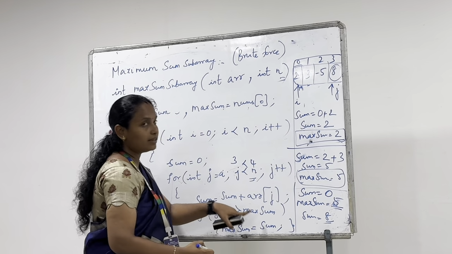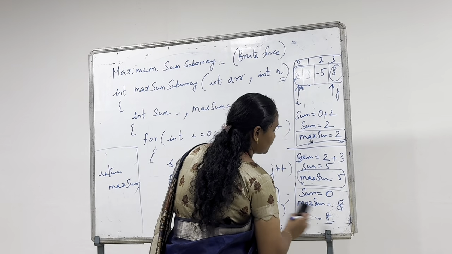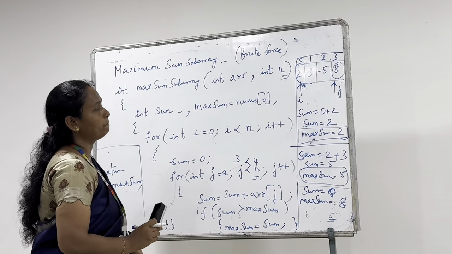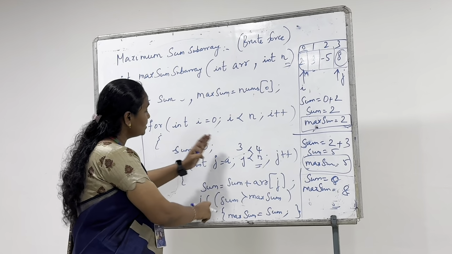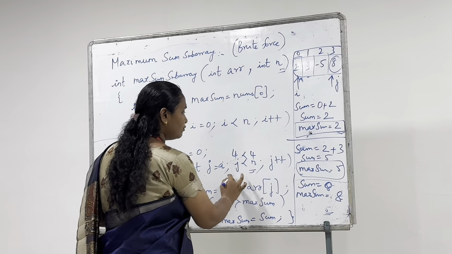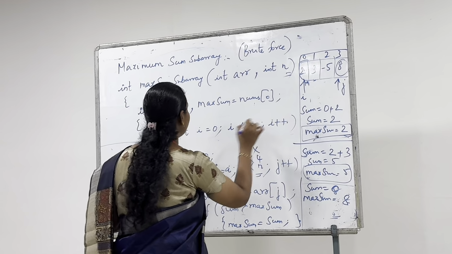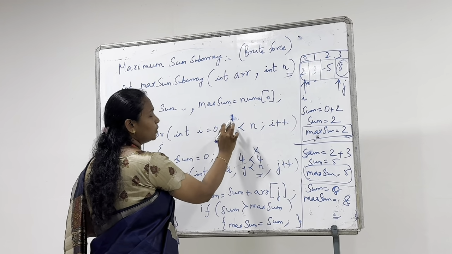Now 8 is greater than maximum sum, so the maximum sum now is 8. The sum is 8 and maximum sum is 8. Okay. So this is for one iteration of the inner loop. Again, j is less than 4, the condition is false. So this gets false and i gets incremented. I gets incremented from 0 to 1.